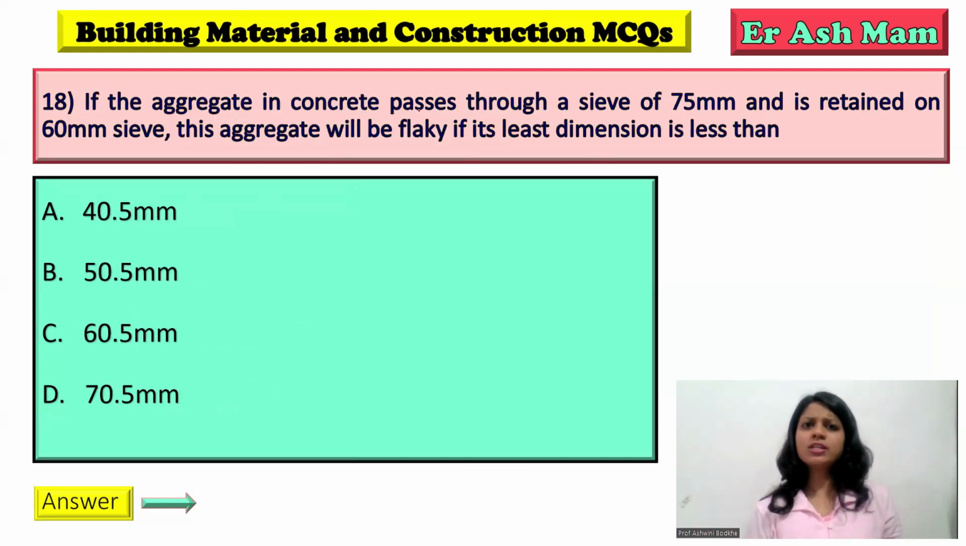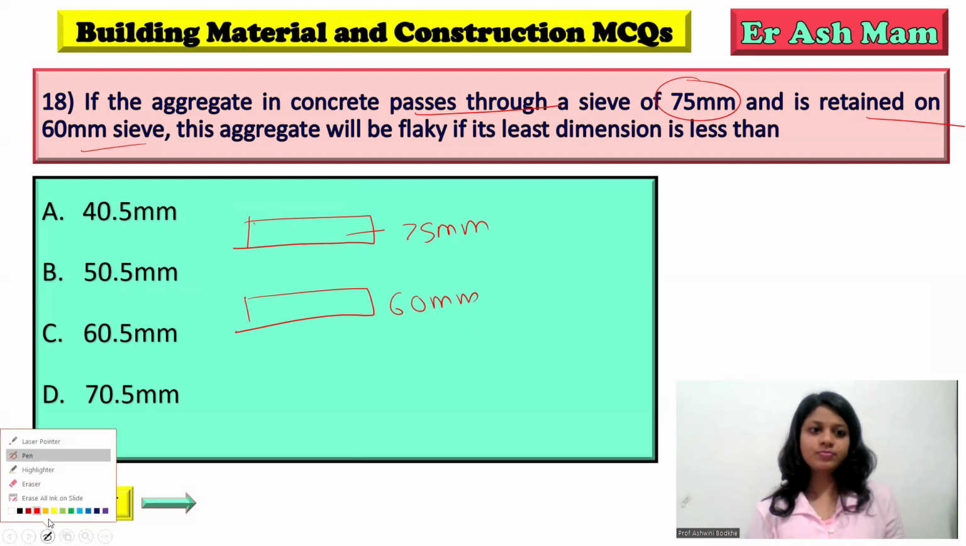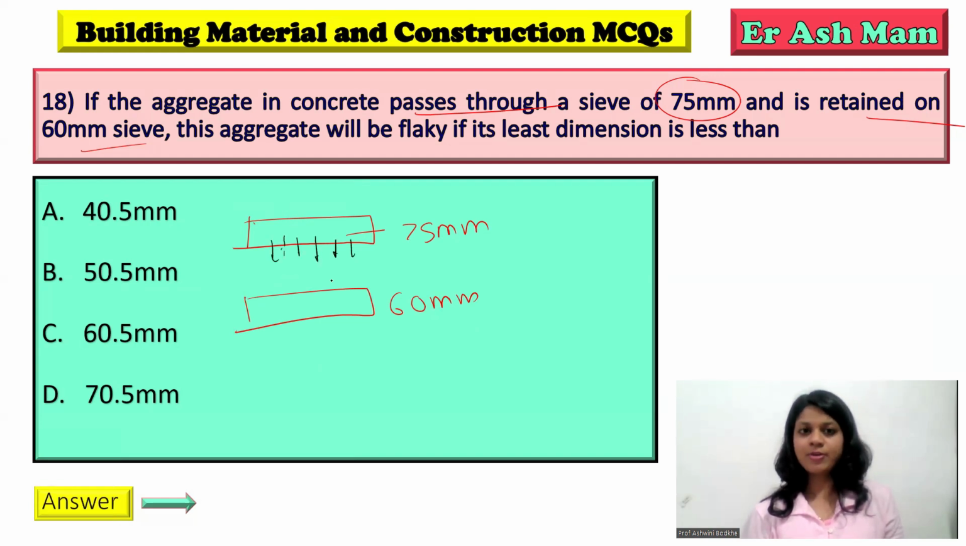If the aggregate in concrete passes through a sieve of 75 mm and is retained on the 60 mm sieve, that is, the first sieve is 75 mm and the second sieve is 60 mm, if the aggregate passes through the 75 mm sieve size but is retained on the 60 mm sieve size, then this aggregate will be flaky if least dimension is less than.